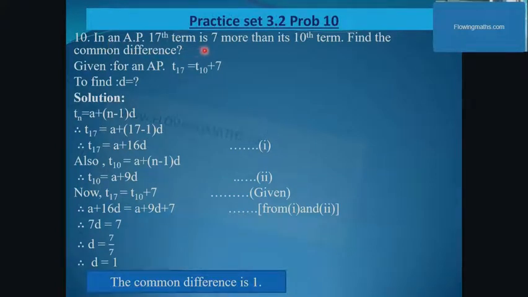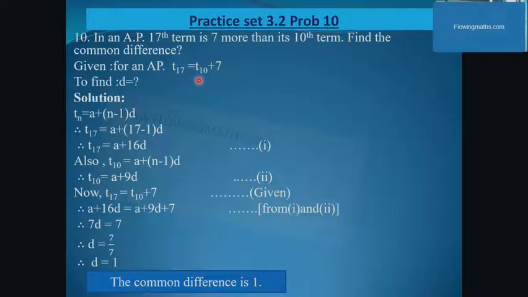Problem 10. In an AP, the 17th term is 7 more than its 10th term. Find the common difference. So T17 is T10 plus 7. You have to find D. Tn is A plus n minus 1 D. So T17 is A plus 17 minus 1 into D, that is A plus 16D. T10 is A plus 10 minus 1 into D, so it becomes A plus 9D.